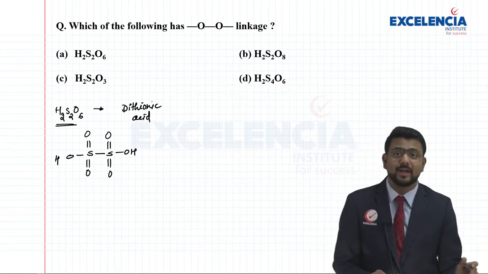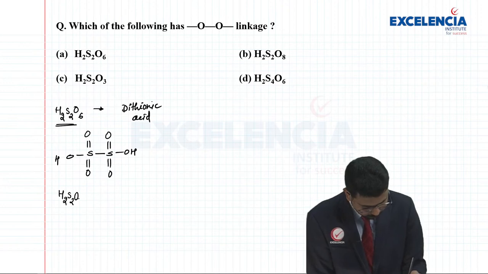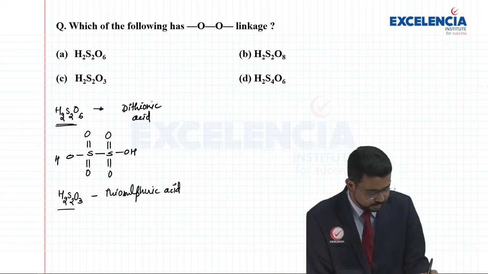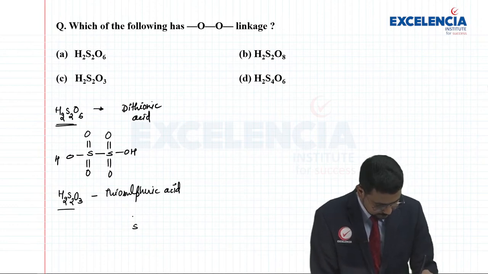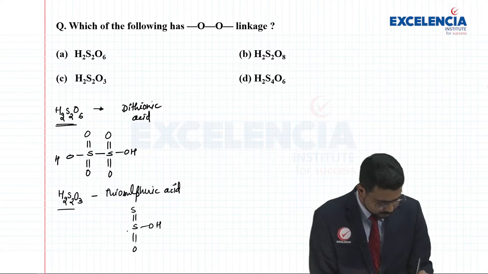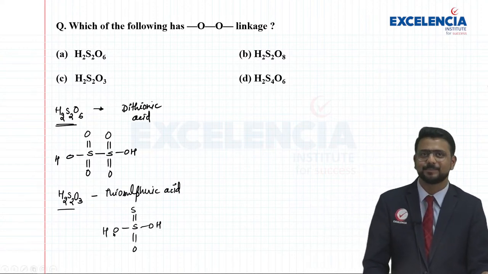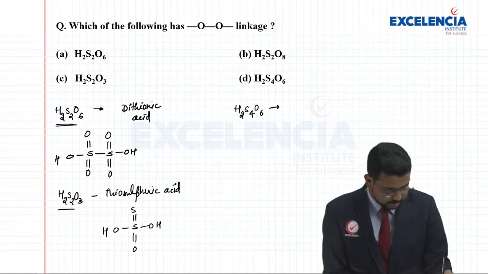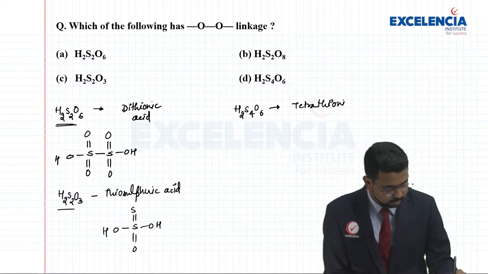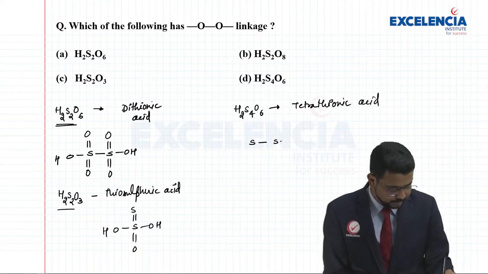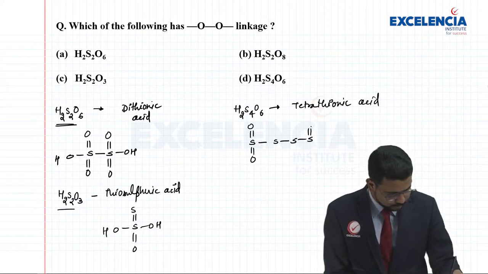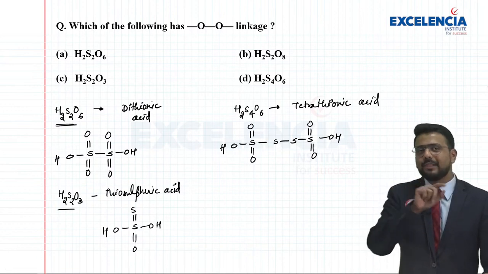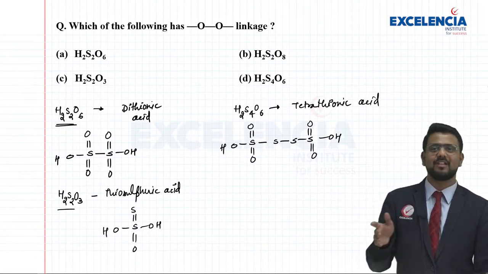Now, if you look at the structure of H2S2O3, it is actually thiosulfuric acid. And if it is thiosulfuric acid, its structure is like this: S, double bond O, OH, OH. This is H2S2O3. If you look at the structure of H2S4O6, it is actually tetrathionic acid, which is basically S, of course double bond O, double bond O, double bond O, double bond O. Here you are going to have OH and here also you are going to have OH. Now if you notice, in all these structures, you are not able to find any peroxide linkage. So definitely these are not your answers, right?